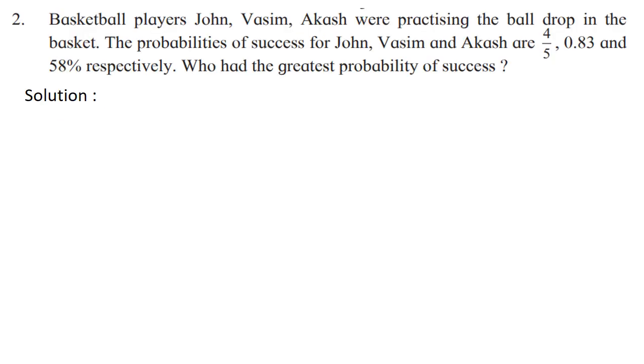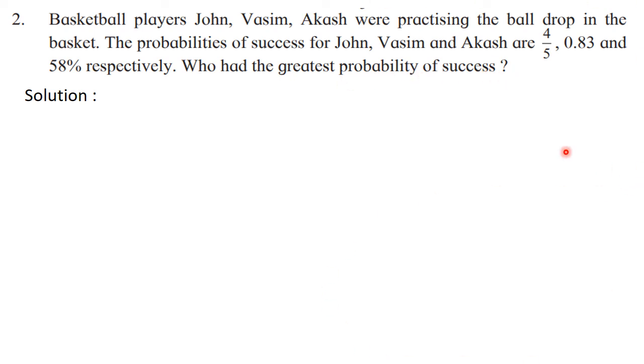Question number 2 here. Basketball players John, Wasim, Akash were practicing the ball drop in the basket. The probabilities of success for John, Wasim, and Akash are 4 upon 5, 0.83, and 58% respectively. Who had the greatest probability of success?